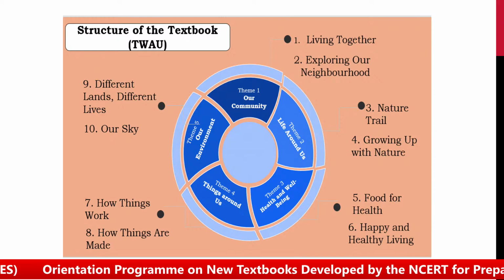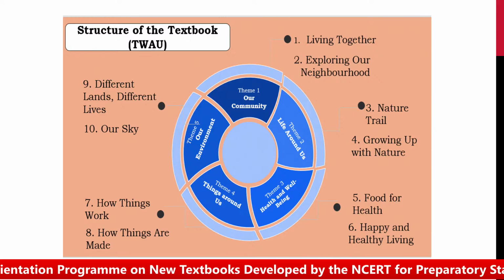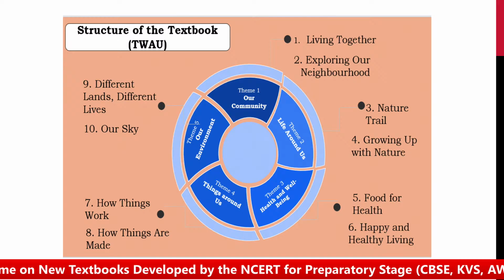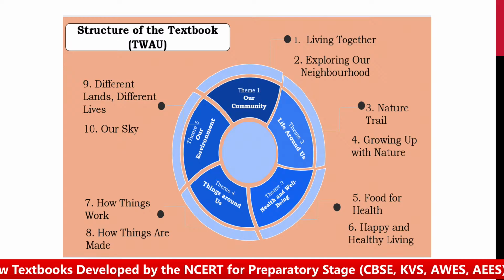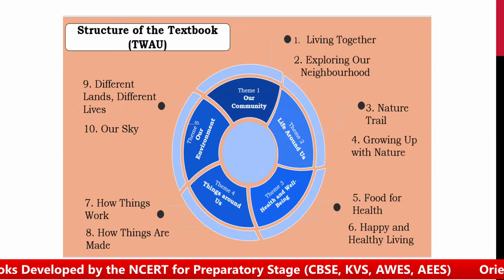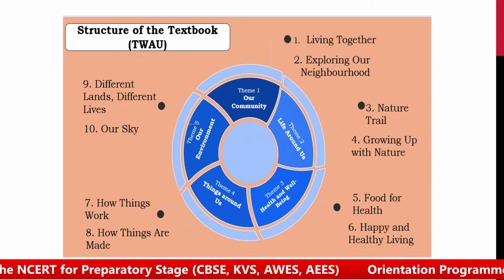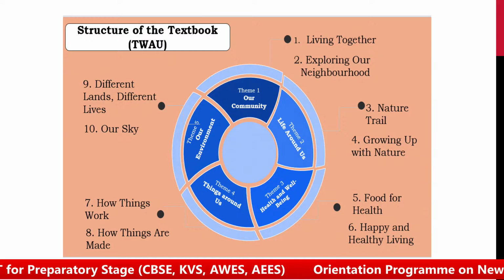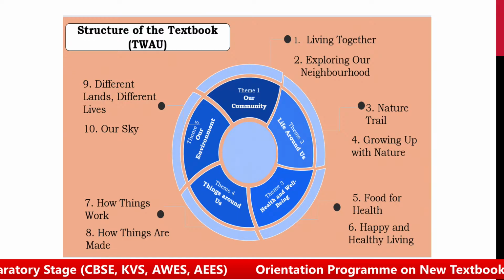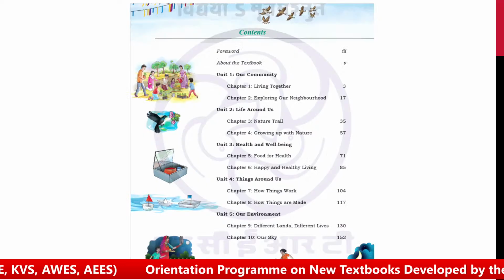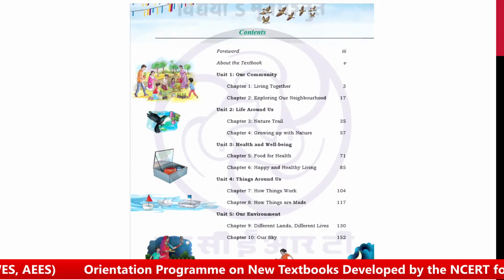And the next unit is things around us, where it talks about how things work and how things are made. The last unit is about our environment. We have a chapter on different lands, different lives, and the last chapter is on our sky. We are talking about different kinds of celestial bodies and the different cultural practices associated with these celestial bodies as well. This is the content page of the textbook.